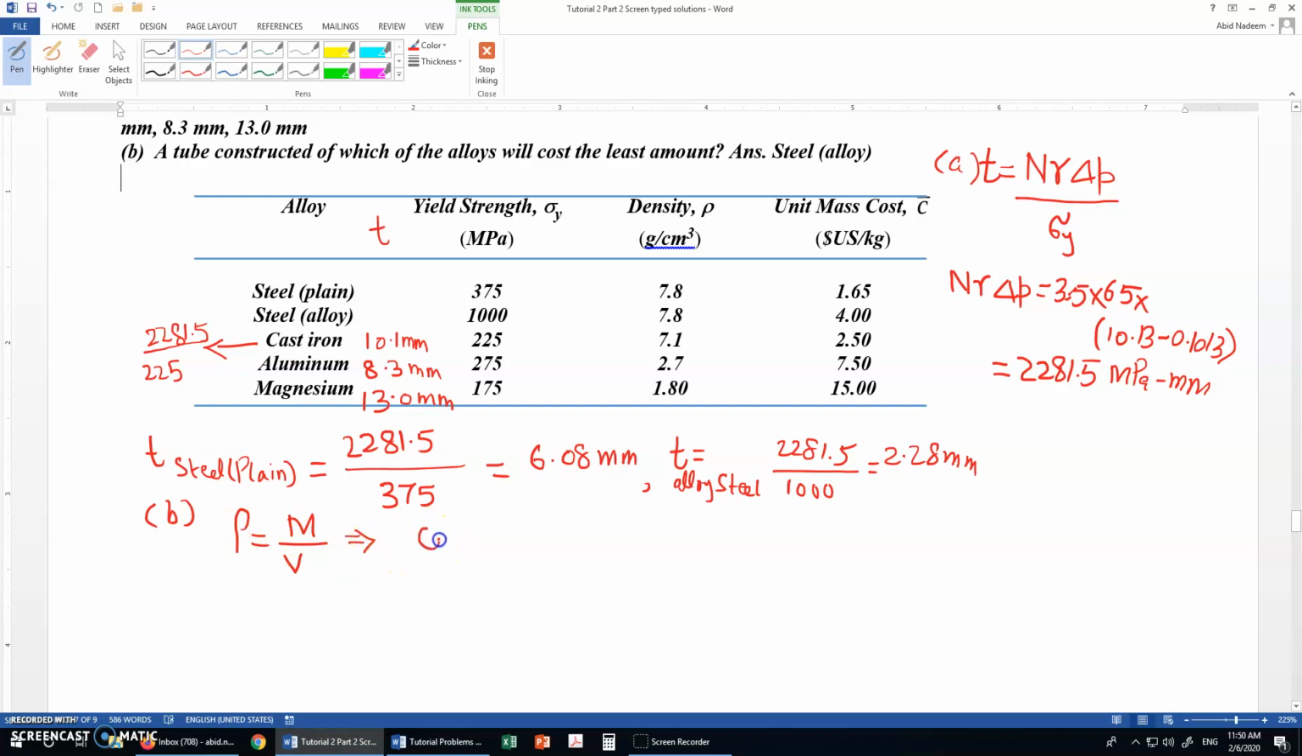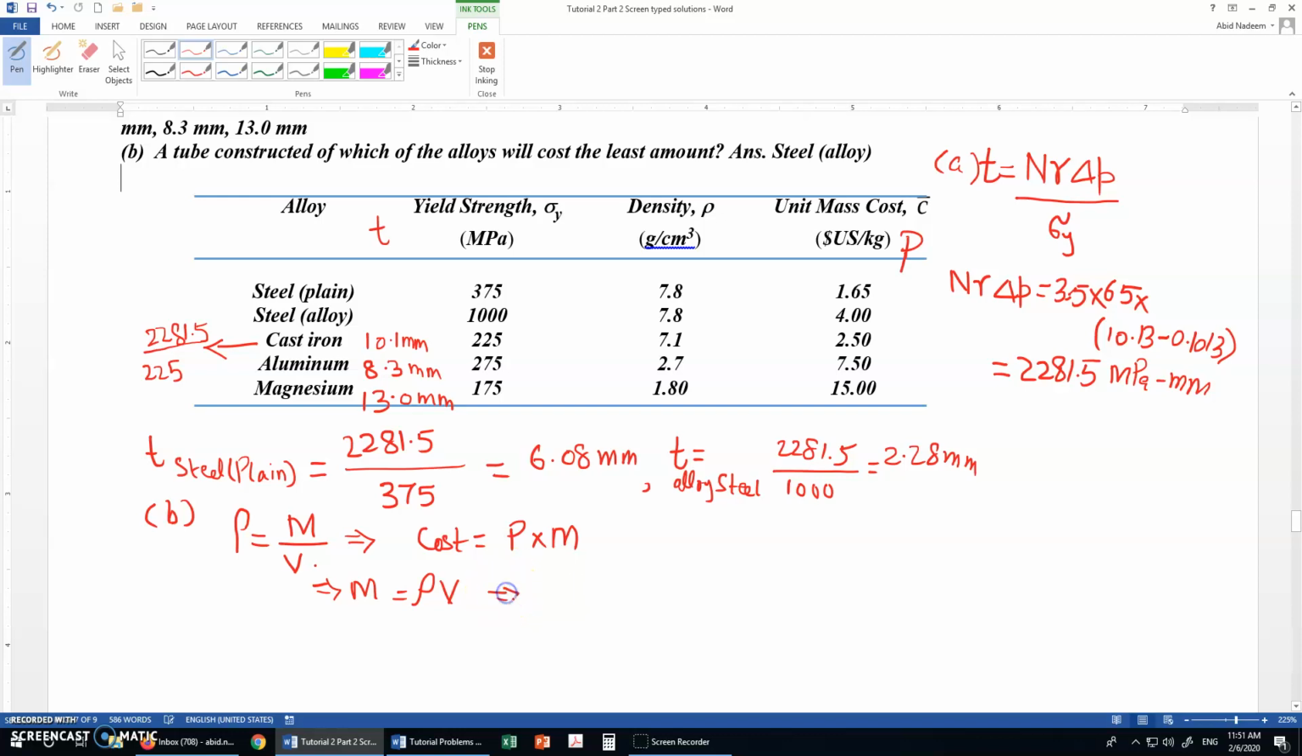So the total cost is equal to the price, which you can represent with P, price per mass, multiplied by the mass. If we want to find the cost, the price we already know, and the mass we need to find from here. Mass is equal to the density multiplied by the volume. So to find the mass, we need to know the volume. But how can we find the volume? This is another issue.